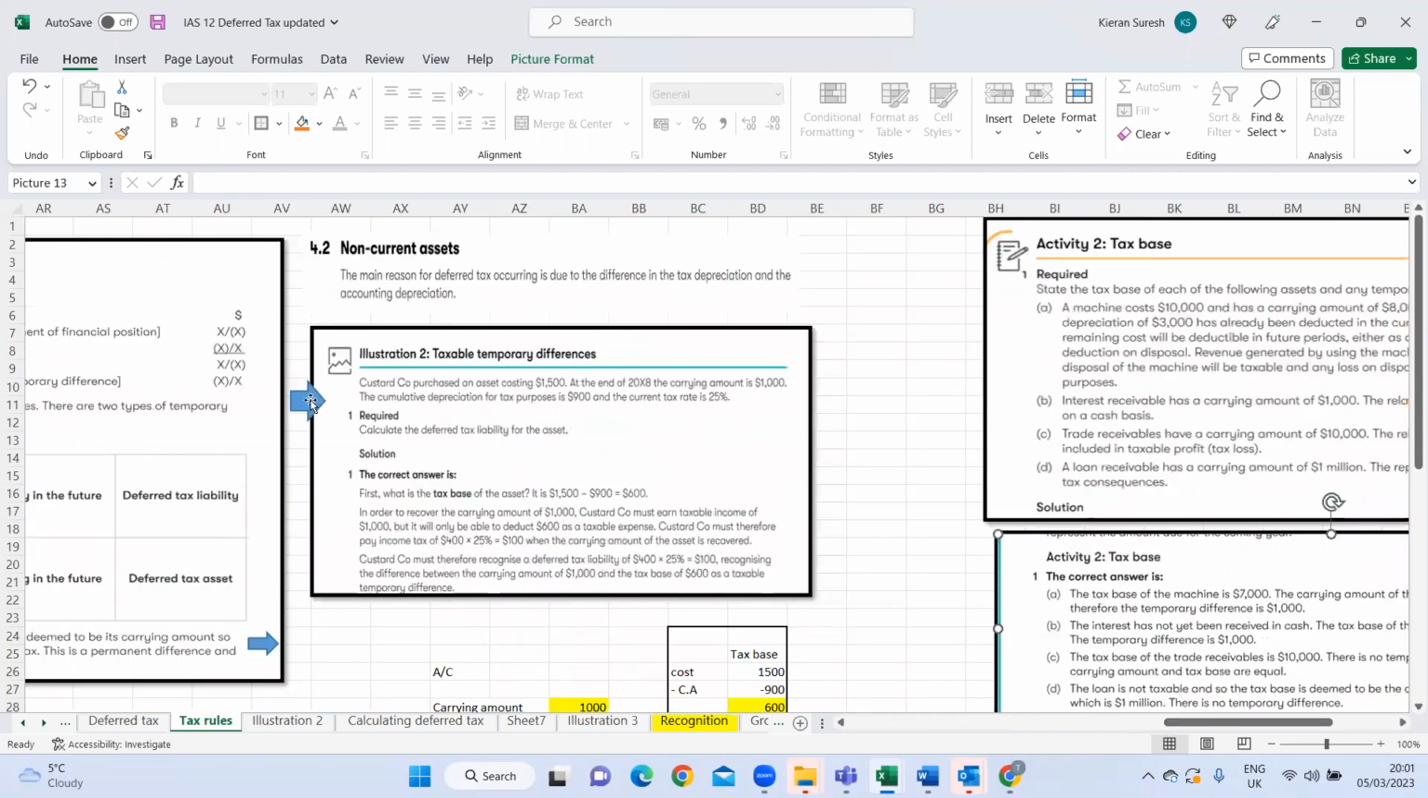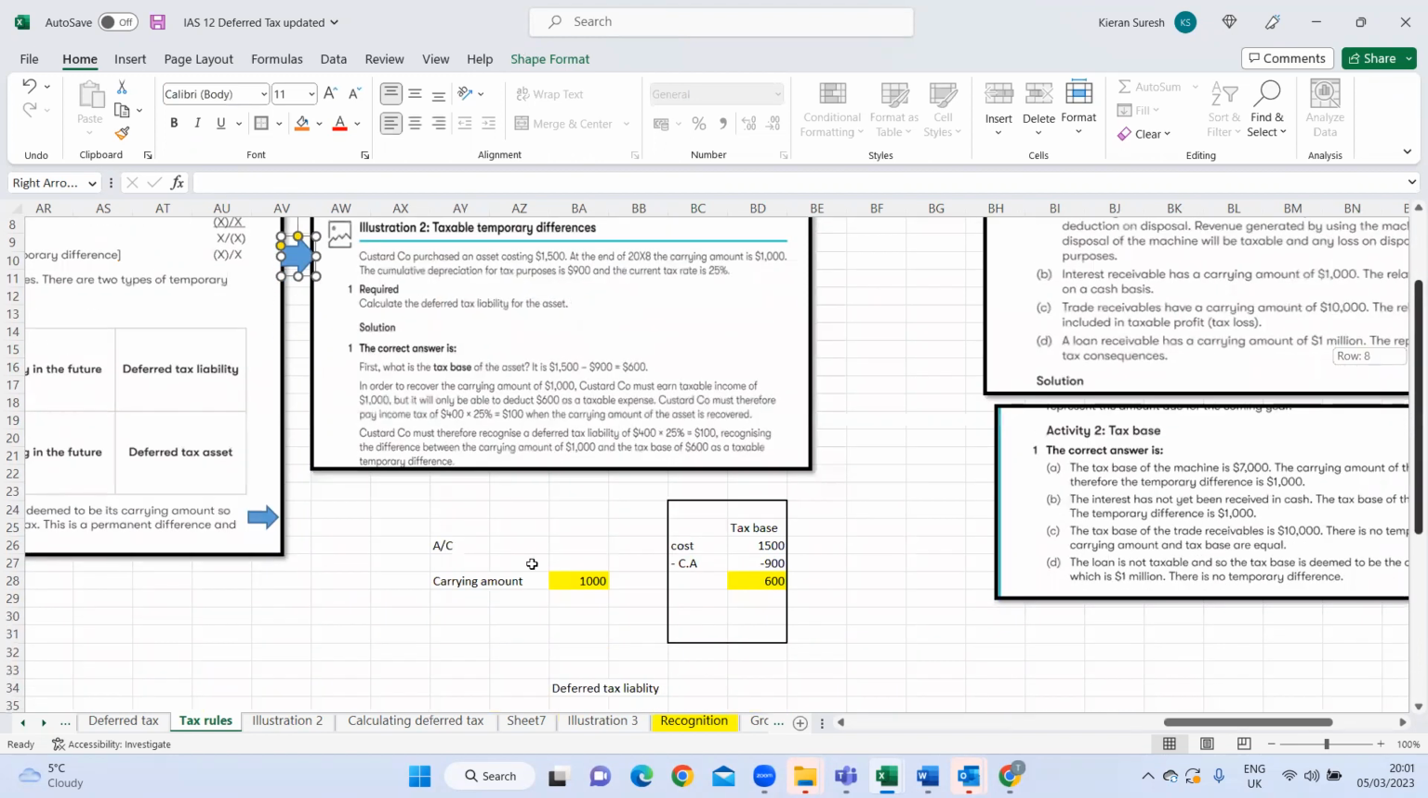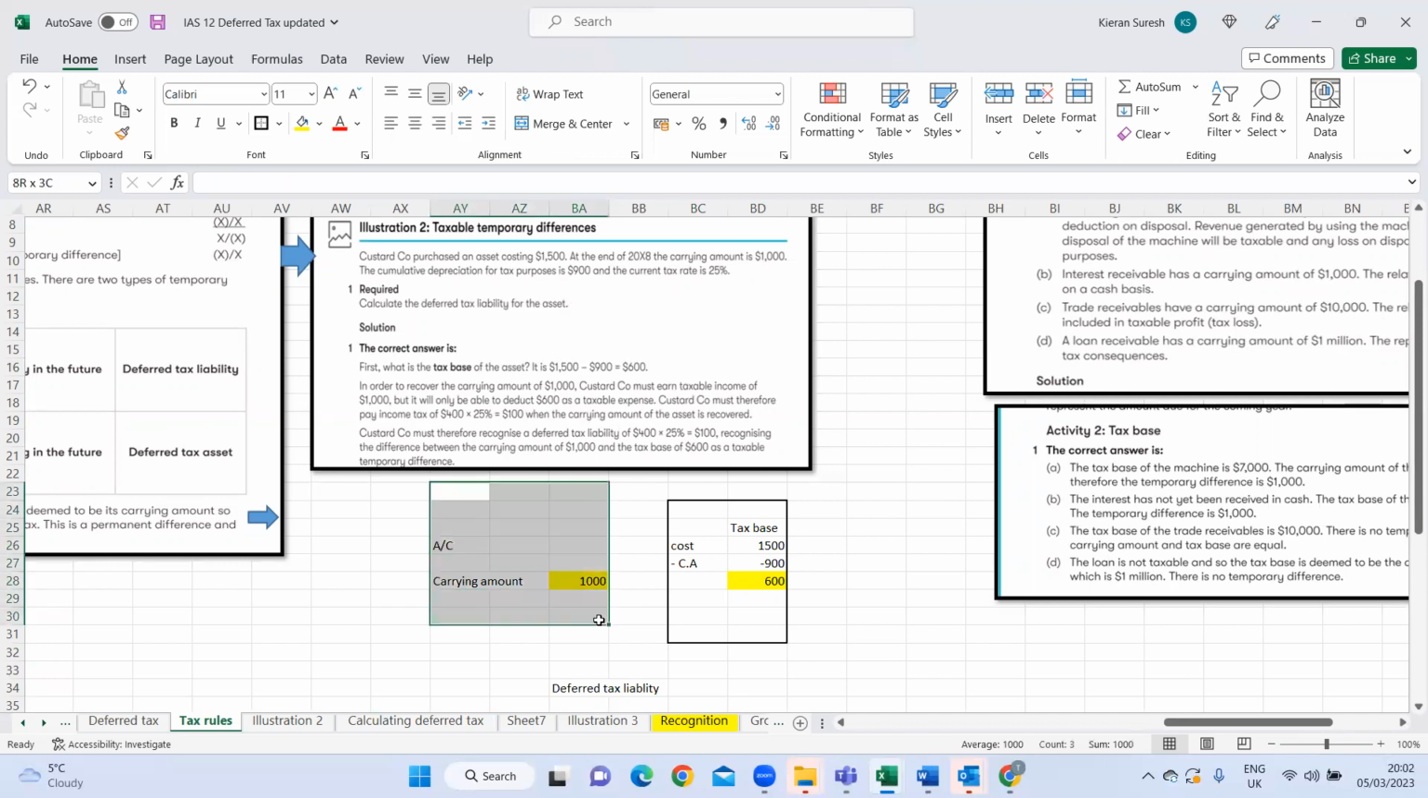So here what they have said: the company has purchased an asset which cost 1,500, and the carrying amount was 1,000. If I take the accounting books, I would have cost, which is 1,500, minus accumulated depreciation, to reach the carrying amount. That's my accounting books.